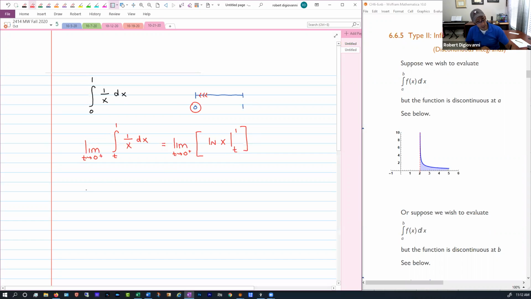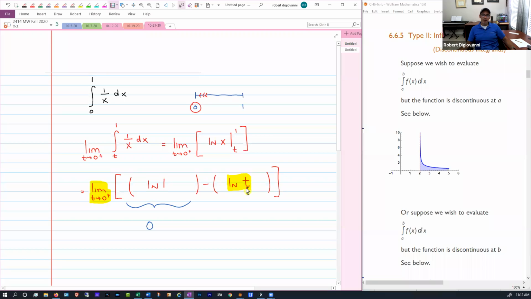Okay, so now we come through and we say, all right, limit, t goes to 0. We're approaching from the right. We're going to plug in two things. We're going to subtract, and we're going to take a limit. So plug 1 in first, so natural log 1, and then plug in t, natural log t. And the one on the left, we can calculate. Natural log of 1 is just 0. But now we have to do this limit. We need to take the limit as t approaches 0 from the right of natural log of t.